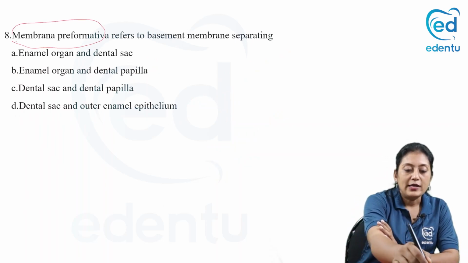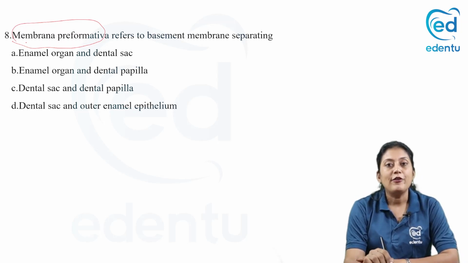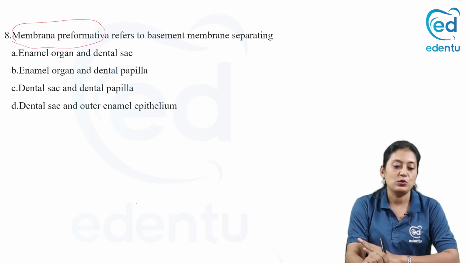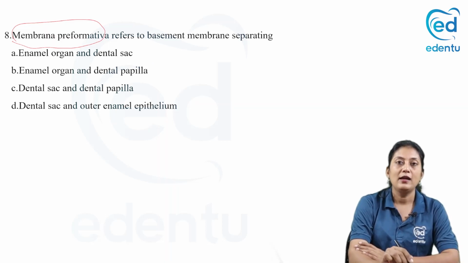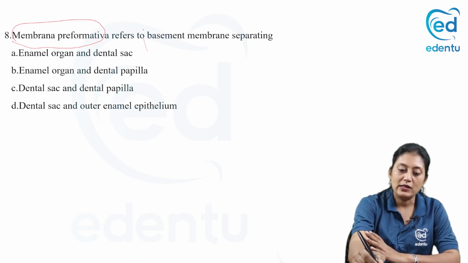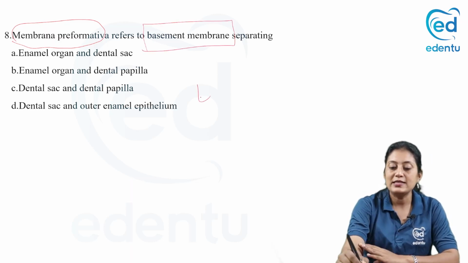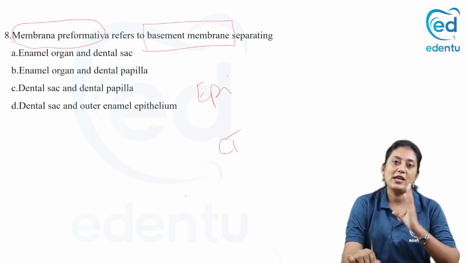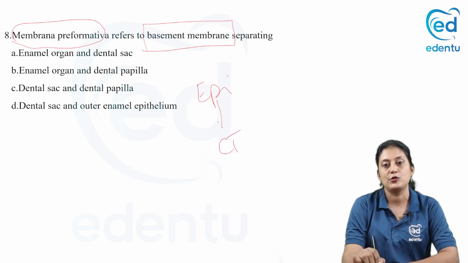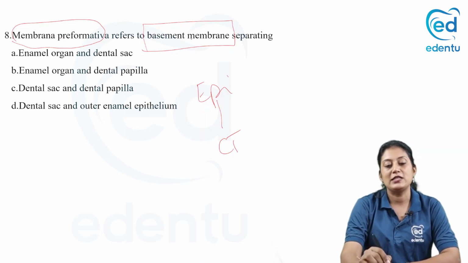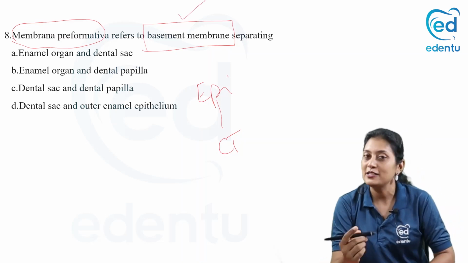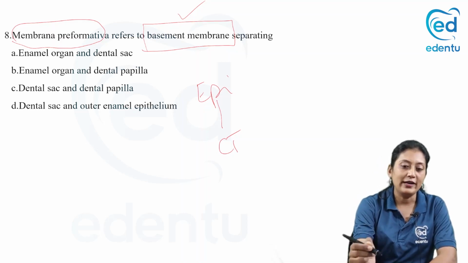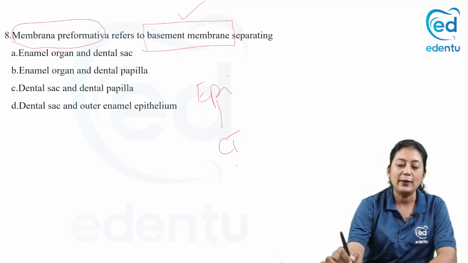Membrana preformativa is one term which is used to refer to the basement membrane separating which two structures: enamel organ and dental sac, enamel organ and dental papilla, dental sac and dental papilla, or dental sac and outer enamel epithelium? Always remember, the word basement membrane is always separating epithelium from connective tissue. So here they have already mentioned in the question that membrana preformativa is the basement membrane. That itself is a clue for you. If the word basement membrane is not given, it is very confusing for you. But already the word is given, so it is separating epithelium from connective tissue.